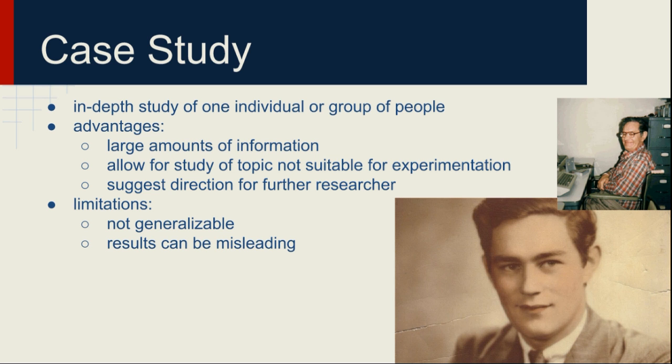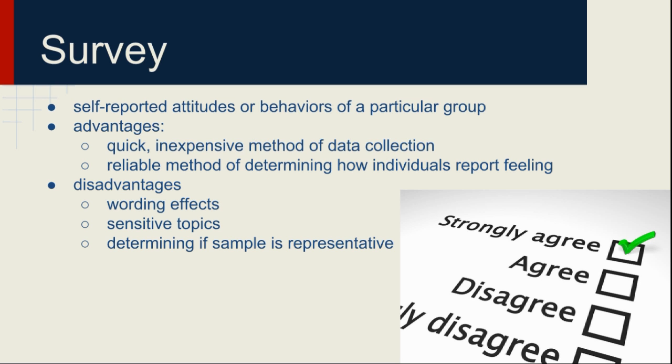All right, so case studies study one person or a group of people in depth. A second type of descriptive research is the survey. Now, we're all familiar with surveys. Surveys can be done over the phone. They can be done on paper. Many are done online now. And these are, of course, attempts to gather self-reported attitudes by individuals.